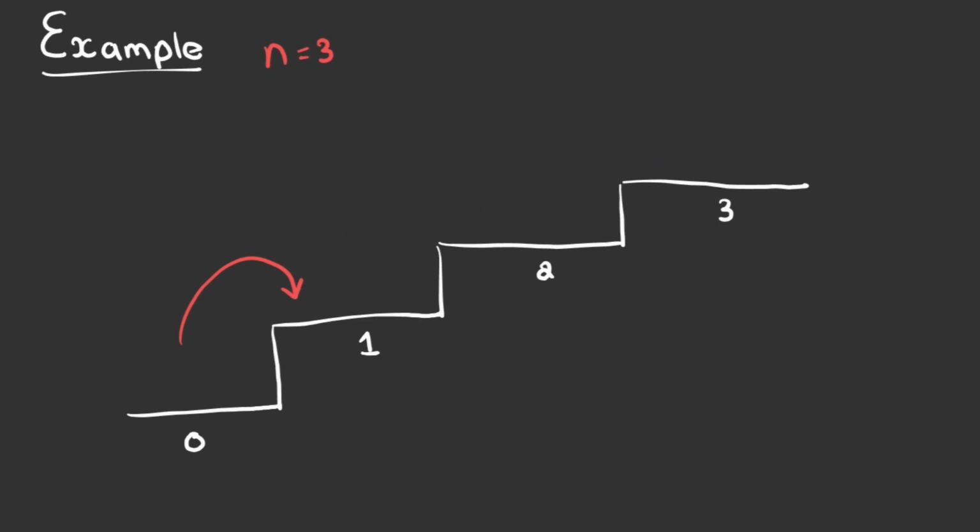Another way to climb to the top of the staircase is go 1 step to the first step, then take 2 steps to reach the top of the staircase. But what if we take 2 steps at the beginning and then 1 step to reach the top of the staircase? Well, now we have 3 distinct ways to reach the top of the staircase. So the return value when n is equal to 3 is exactly 3.